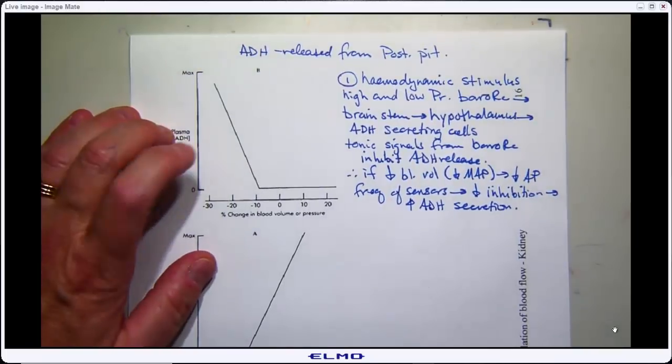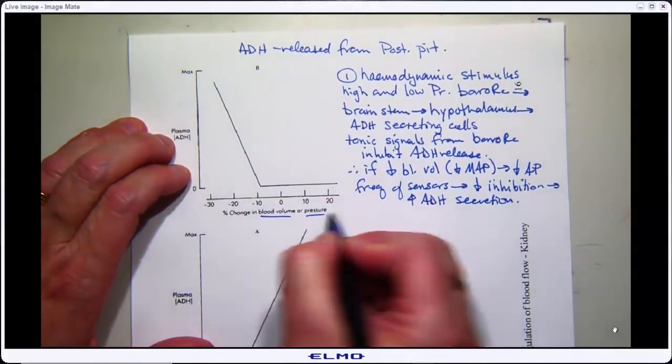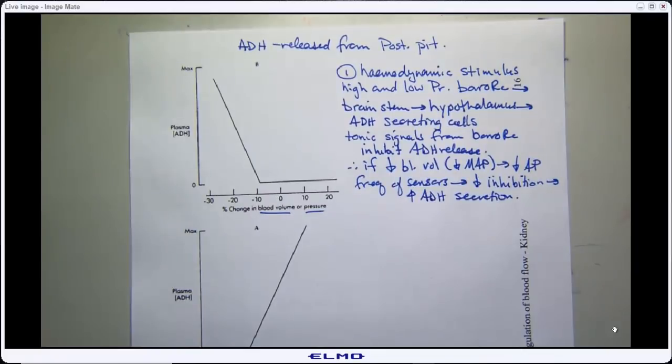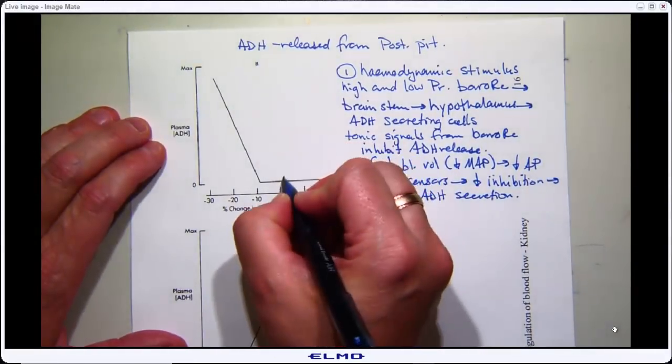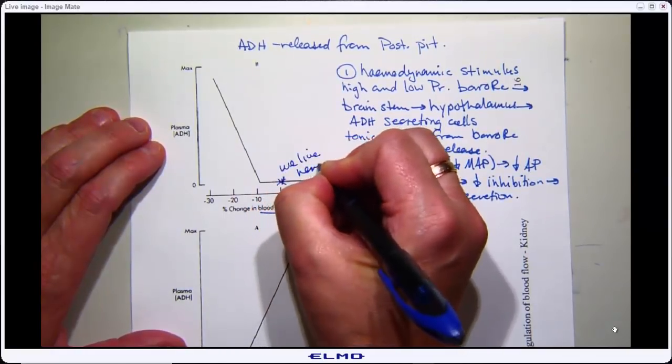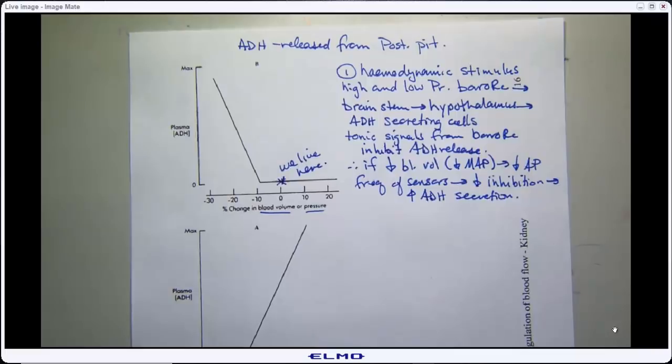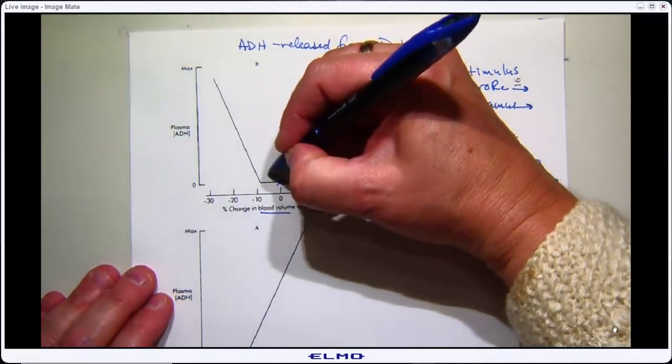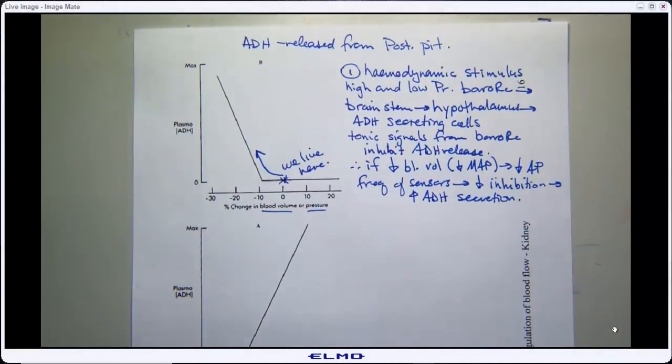Okay, which is exactly what this graph is telling us, that if we have a change in blood volume or blood pressure, so we live here on this graph. You have to change the blood volume or blood pressure by about 10% before we're going to start to see an increase in ADH release. Okay, so drop blood volume or blood pressure and we inhibit the inhibition, increase ADH. Okay, straightforward.